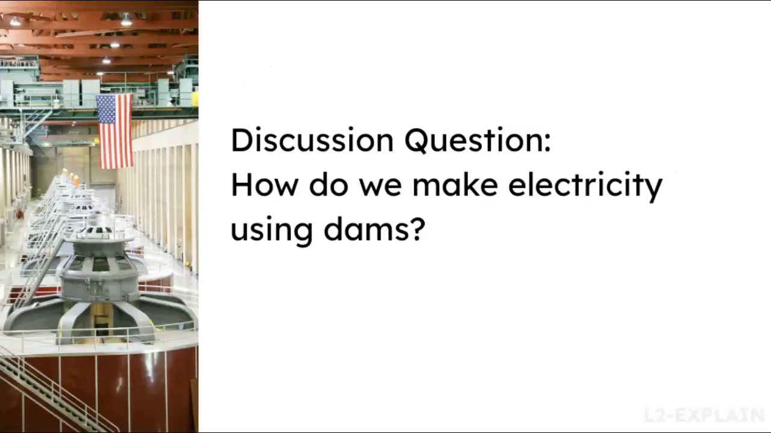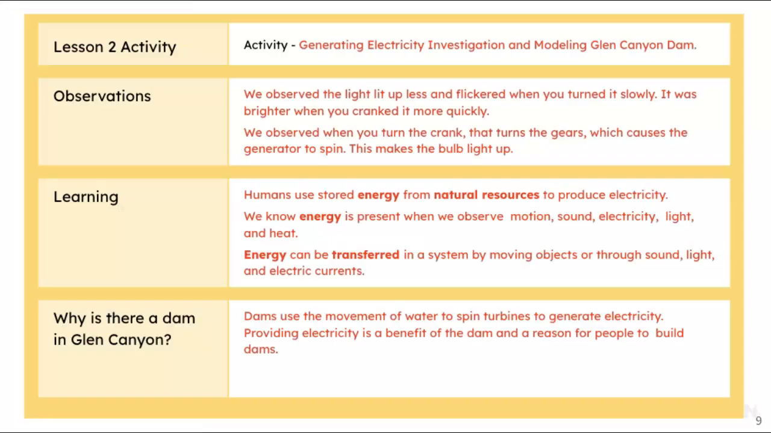In the Explain portion of the lesson, students will engage in a class discussion about their observations and learning from the activity. Use the provided questions to guide your discussion around the question, how do we make electricity using dams? The goal of this class discussion is to analyze student observations and think about how electricity is produced in the hand crank model. You will use the discussion to create the Lesson 2 summary chart. From the discussion, students should understand that dams use the movement of water to spin turbines to generate electricity. Providing electricity is a benefit of the dam and a reason for people to build dams.